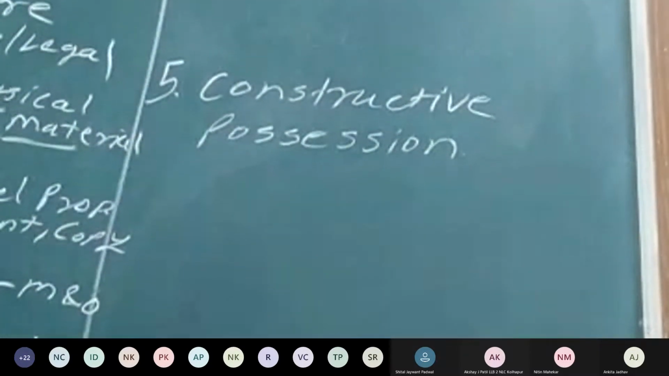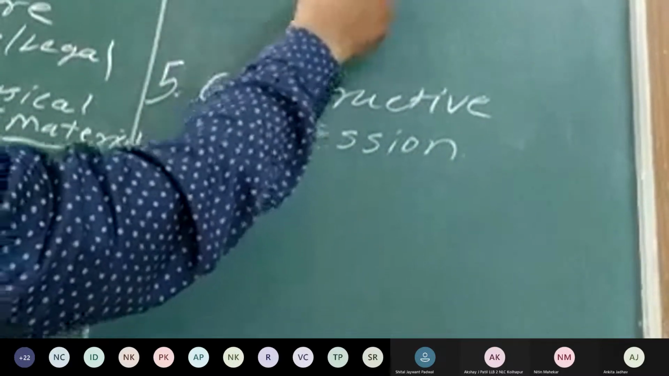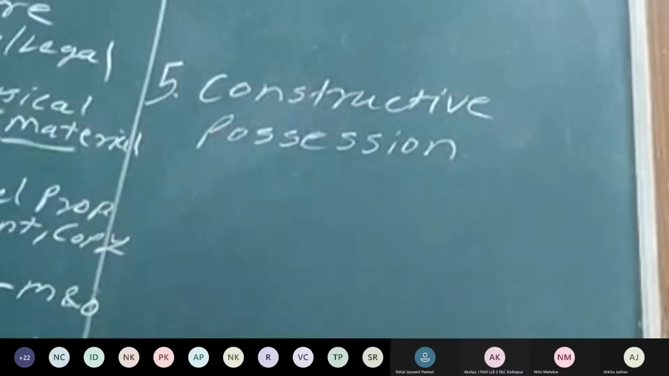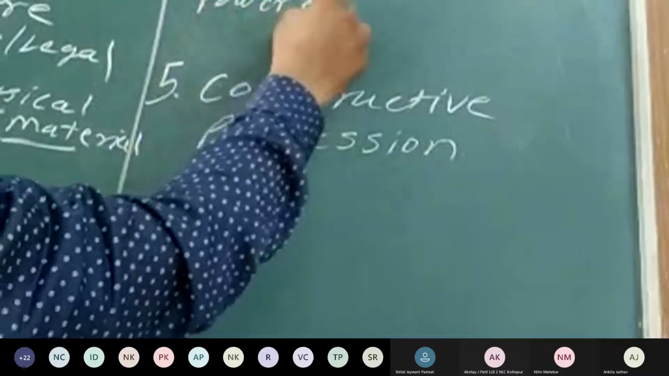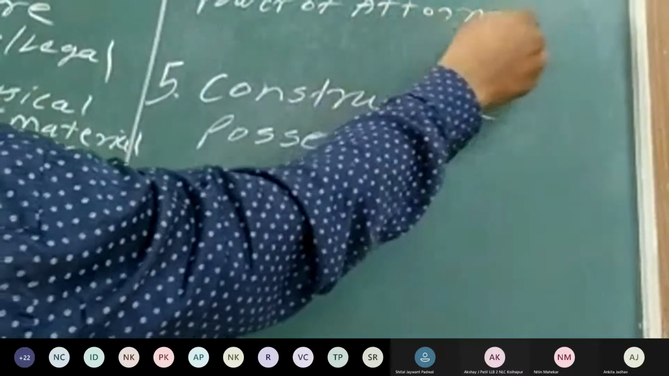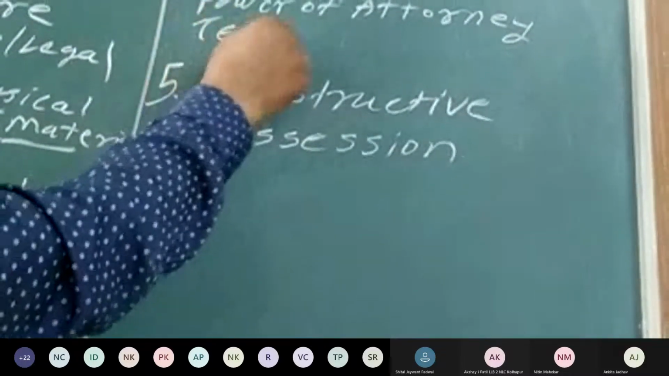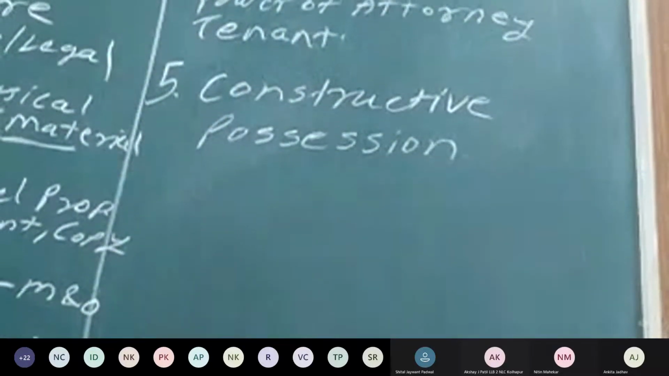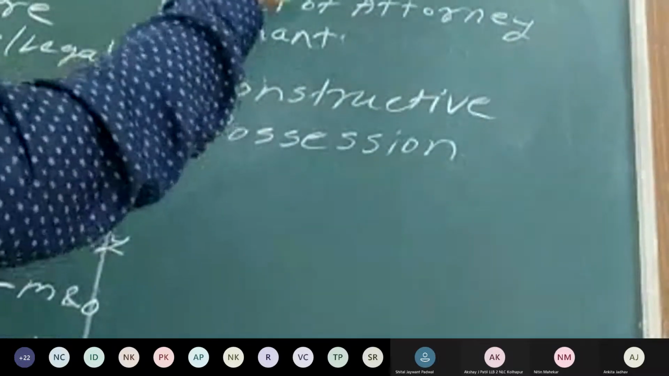Then next, adverse possession and constructive possession. Now, adverse possession is a kind of easementary right. Adverse possession means I am holding the property on behalf of somebody else. For example, I am acting as a power of attorney holder, or if I am acting as a tenant, then the possession of the property is in my physical control. Therefore, this is known as adverse possession.